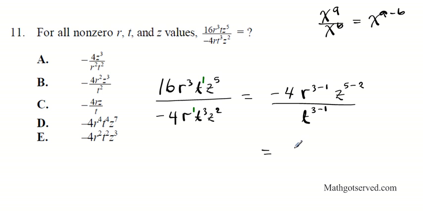So you end up with negative 4 r squared z to the third divided by t squared. And there goes your final answer. Answer to number 11 is B. Alright, let's move on to question 12.